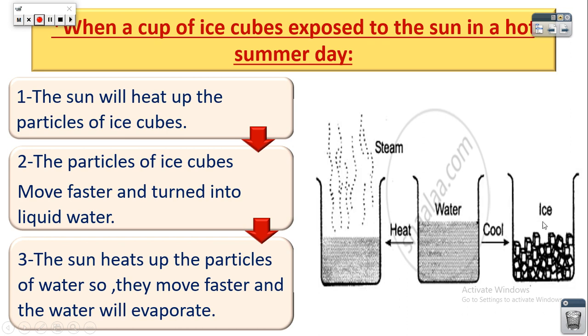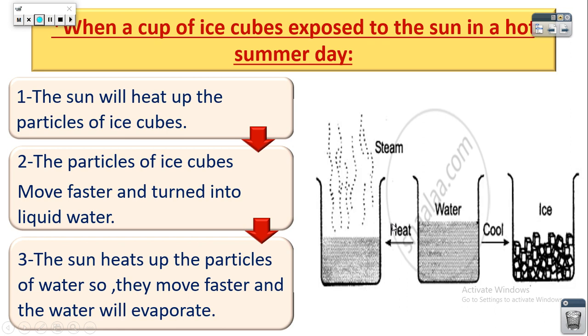What state of matter is the ice? Yes, solid, and the water is liquid. So melting is a change of matter from solid to liquid state. Here we have a cup of ice and we put it out on a very hot summer day. What will happen? The ice will melt into water.